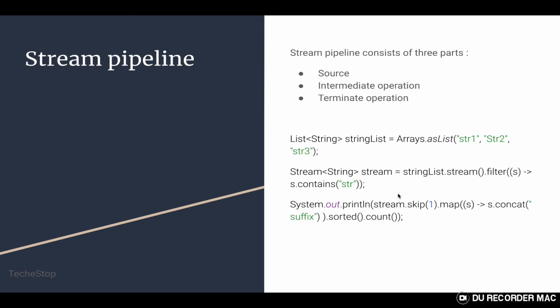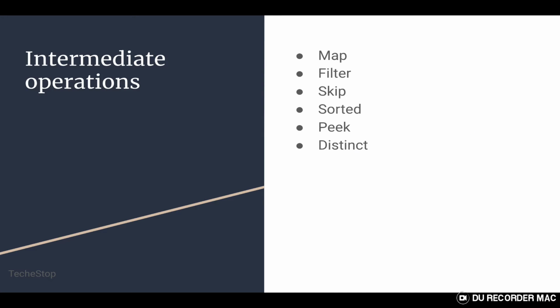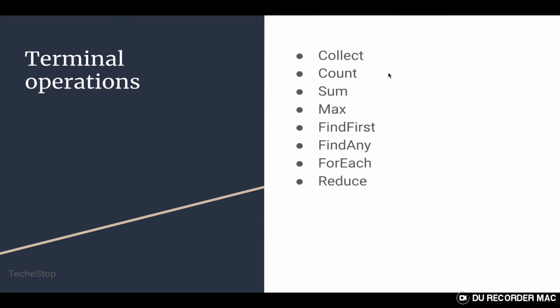We will be going through other examples as well in this video. So we have intermediate operations like map, filter, skip, sorted, peek, and distinct. We'll go through some of these operations with examples as well. Then we have terminal operations like collect, count, sum, max, findFirst, findAny, forEach, and reduce.